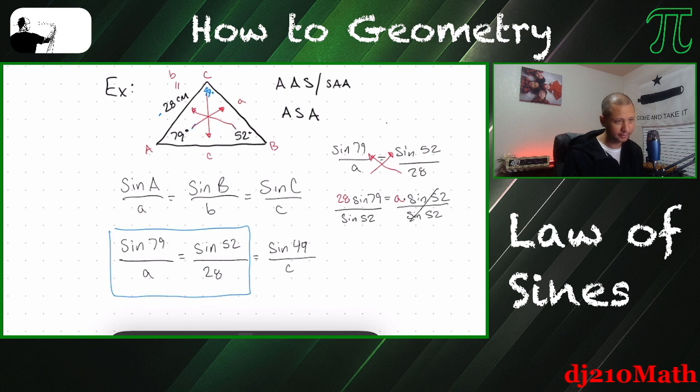On the right hand side, the sines are going to cancel, and we're left with a is equal to 28 sine 79 over sine 52. Now this is definitely calculator work. If we truncate it to 3 decimal places, we're going to get little a is approximately 34.879. Truncate it to 3 decimal places, meaning we don't round. We just chop it off at 3 decimal places.